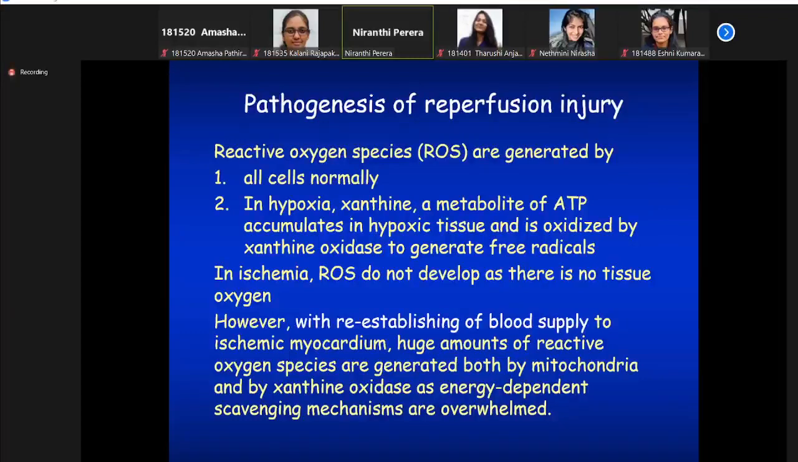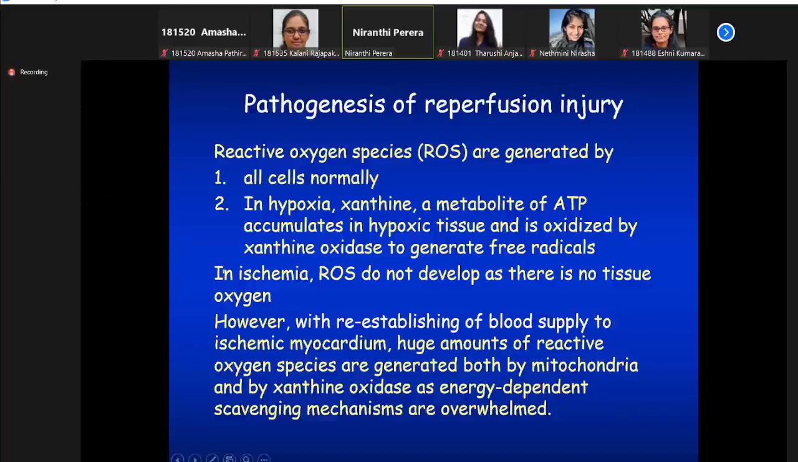But in a patient with hypoxia, right, because there are reduced levels of ATP and the ATP can't be utilized, there is the accumulation of xanthine, which is a metabolite of ATP, which accumulates in hypoxic tissue and is oxidized by xanthine oxidase to generate free radicals. So your cells are generating free radicals, and this accumulating xanthine is oxidized and again generates free radicals. So there's a lot of free radical generated.